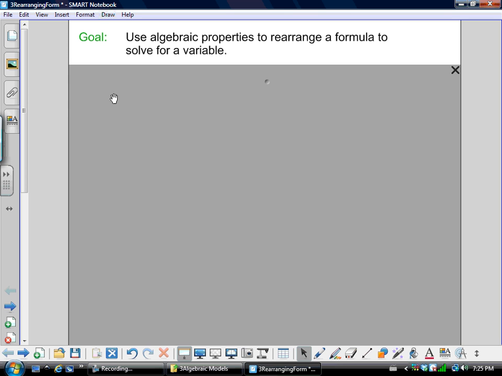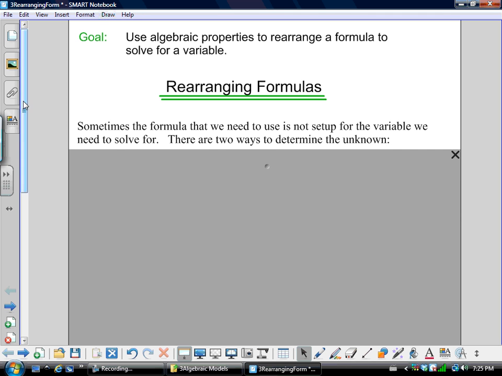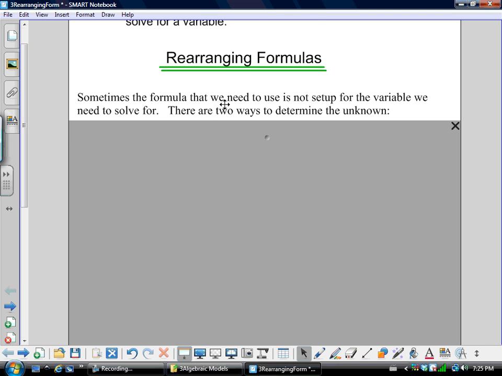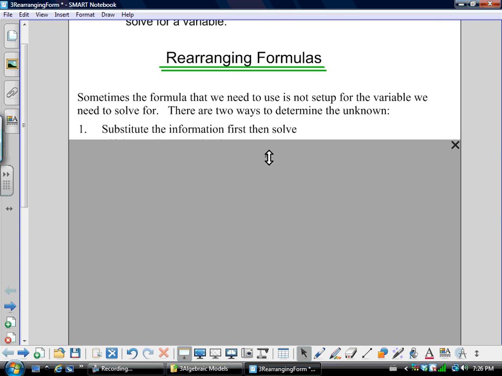Now, there's two different types that we'll look at, but I'll focus mainly on the one that will give you more difficulty. Sometimes the formula that we need to use is not set up for the variable we need to solve for. If you think back to our perimeter formula, what happens if I give you the perimeter, but I don't give you the width? You would substitute in and keep rearranging with the numbers. Well, I could do it that way, substituting the information first and then solve.